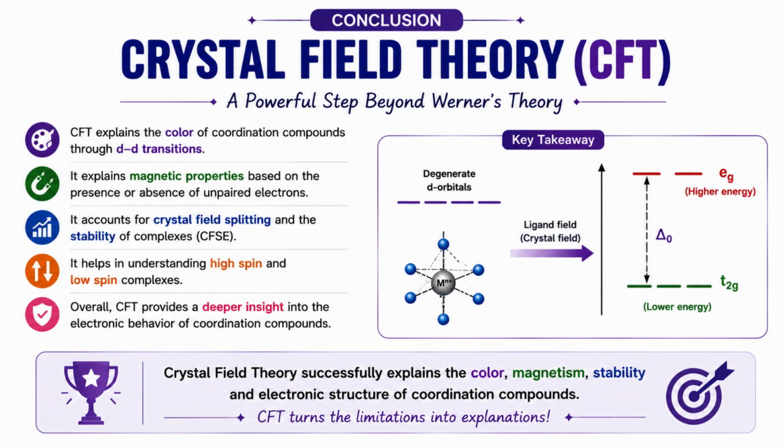Let's summarize. In crystal field theory, ligands cause the splitting of d orbitals into different energy levels. In an octahedral complex, t2g orbitals have lower energy and eg orbitals have higher energy. The magnitude of delta determines electron arrangement, magnetic properties, color, and stability. Crystal field theory is one of the most important theories in coordination chemistry because it connects structure, color, magnetism, and stability in a single framework.